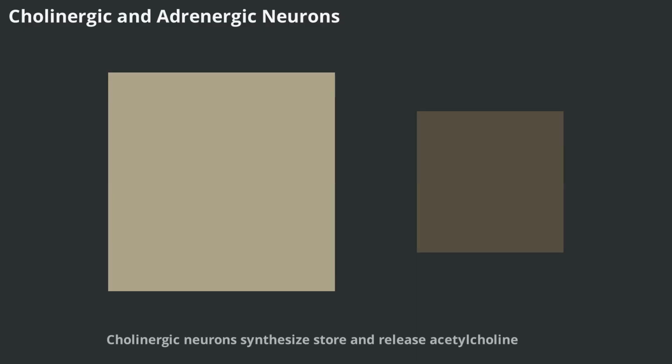Cholinergic neurons synthesize, store, and release acetylcholine, while adrenergic neurons handle norepinephrine. Cholinomimetics are agents that mimic acetylcholine, and adrenomimetics mimic norepinephrine. Each has specific receptors, cholinoceptors for acetylcholine and adrenoceptors for norepinephrine and epinephrine. Antagonists can block these actions, providing important pharmacological tools for regulating nervous system activity.